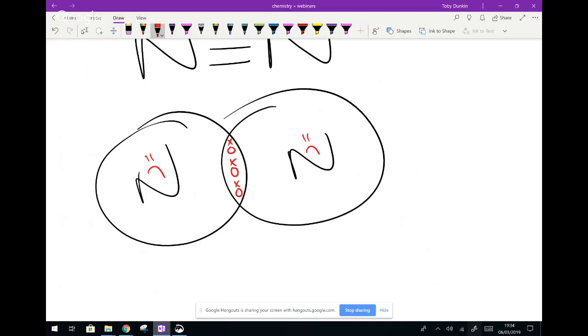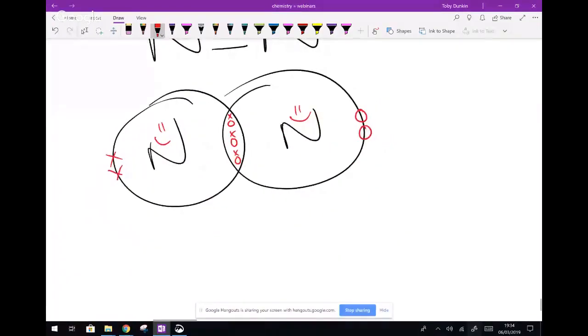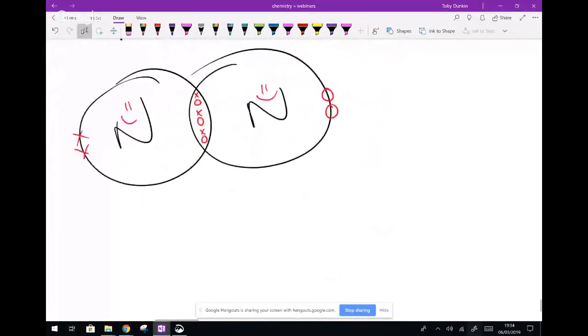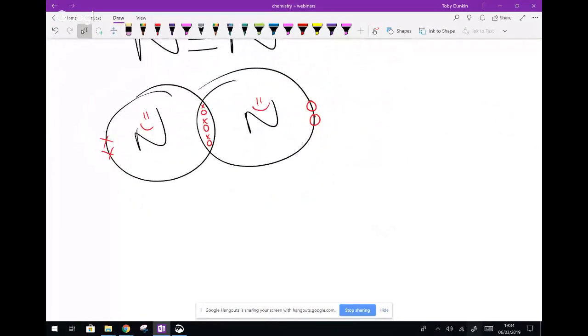Well, 3 of them came from each one. So each one will need 2 extras. Now there are the 5. And what you notice is 6 plus 2 equals 8. And the other one is crosses. So now both of them become happy. So everyone's now full. Everyone's got their 8. It's a great example. Nitrogen gas, and students really struggle with it.